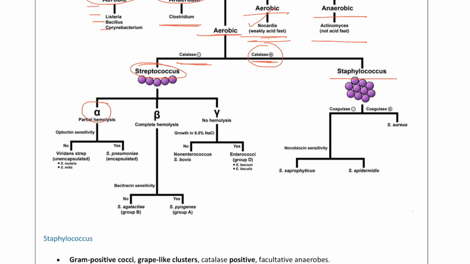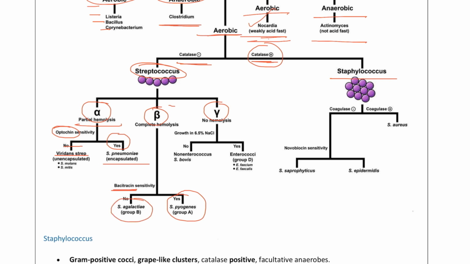Streptococcus, we have the alpha, beta, and gamma hemolysis. Alpha hemolysis, and then again we are going to check for optochin sensitivity. If optochin sensitivity is present, then it is Streptococcus pneumoniae. If it is not, Strep viridans. Next, beta hemolysis: B for beta and B for bacitracin sensitivity. If bacitracin sensitivity is positive, that is Streptococcus pyogenes. If it is negative, it is going to be GBS.